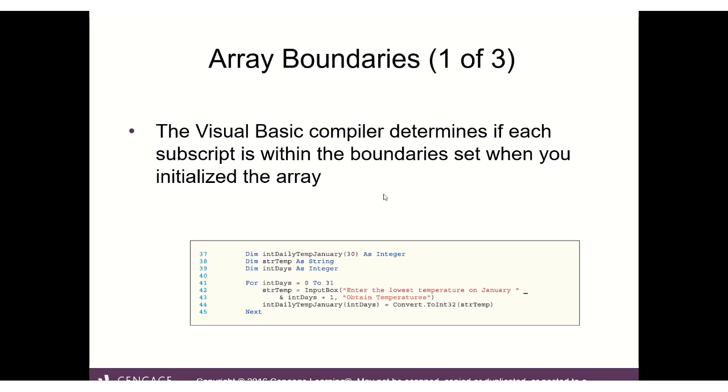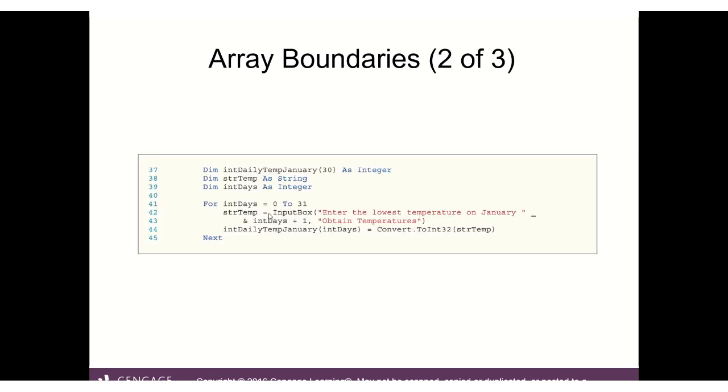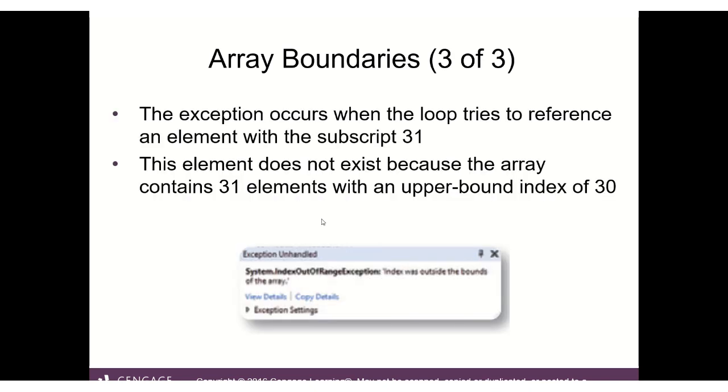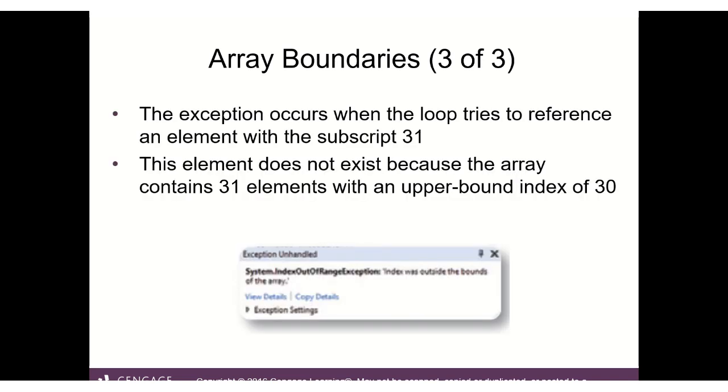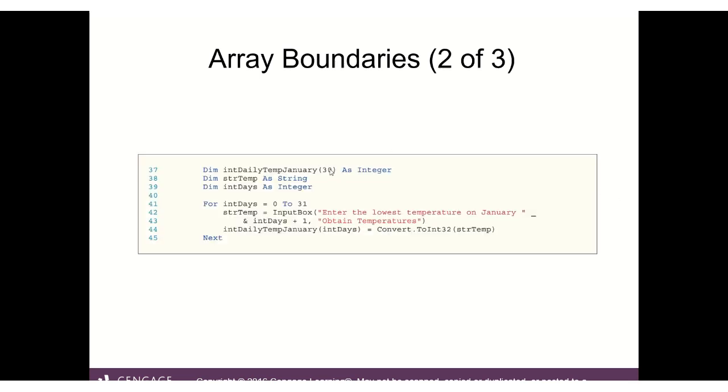The Visual Basic compiler determines if each subscript is within the boundaries set when you initialize an array. Let's say your boundary here is 30, right? But you are going from 0 to 31. What happens? It overflows the boundary. You should have only 30 elements, but you are having here basically 32 elements. So you are crossing the boundary, and you will see an exception. The exception occurs when the loop tries to reference an element with subscript 31. This element does not exist because the array contains 31 elements with an upper bound index of 30. So here this is your upper bound index.